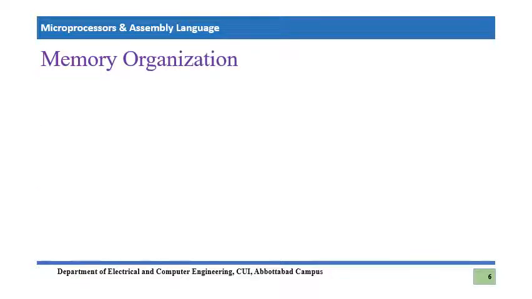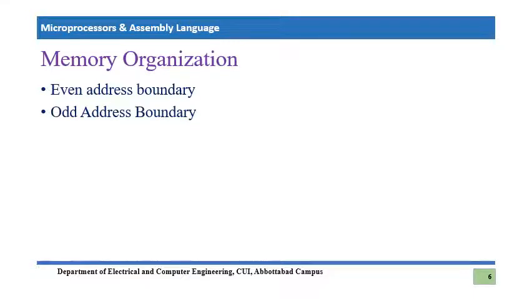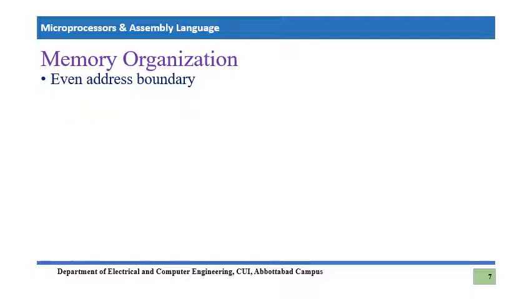Now we are ready to get introduced with two important terminologies of memory organization, and those are even address boundary and odd address boundary. These are basically locations at which different data types are stored. Let's learn about them one by one. Even address boundary. These terms are based upon the address of memory locations from which information is being fetched. If the address of the least significant location is even, then the location itself is known as even address boundary.